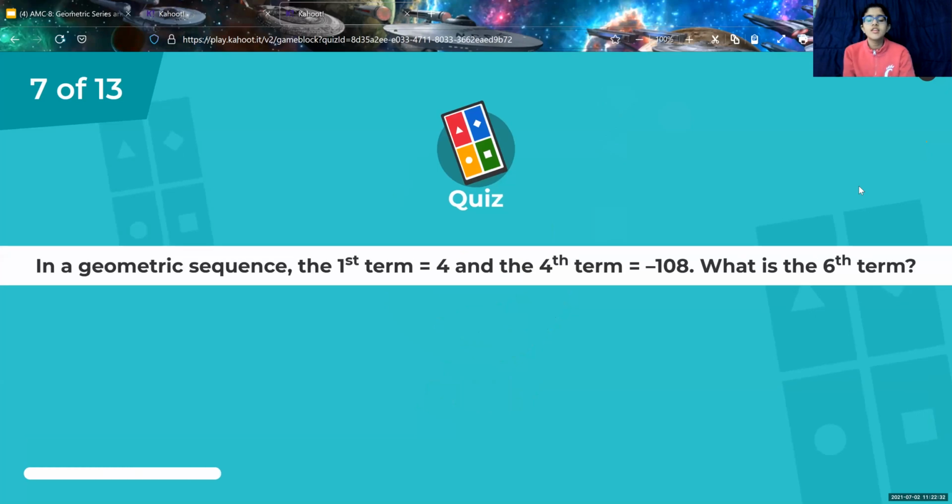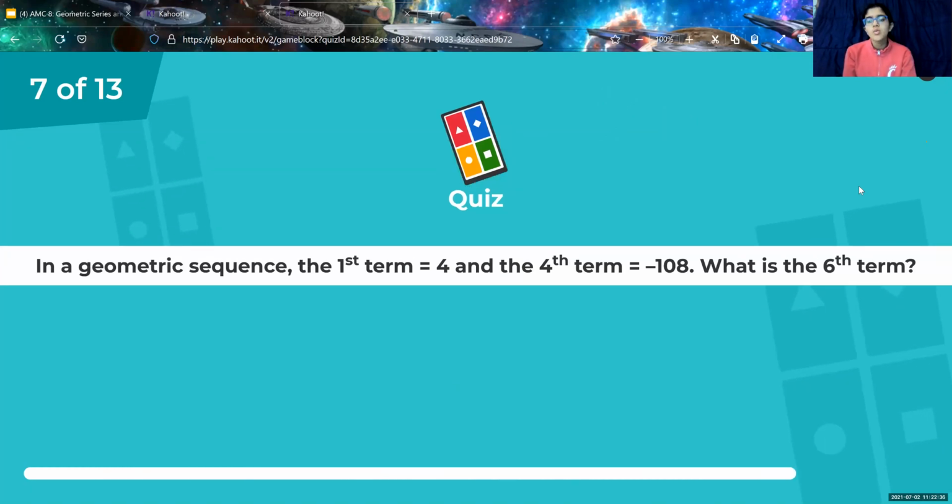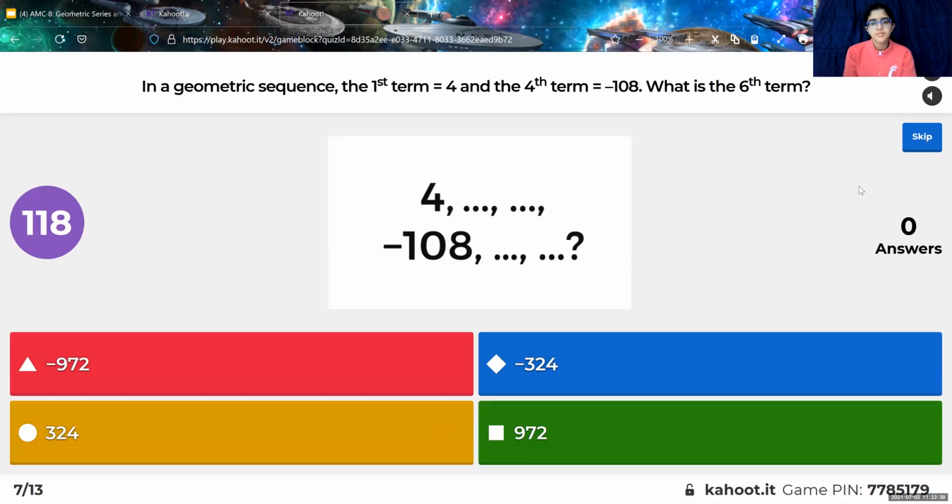Okay. In a geometric sequence, the first term is 4 and the fourth term is negative 108. What is the sixth term? So remember, to get from the first term to the fourth term, you multiply the first term, which is 4, by r to the power of 4 minus 1, the number of the term minus 1. So 4r cubed is equal to negative 108, right?